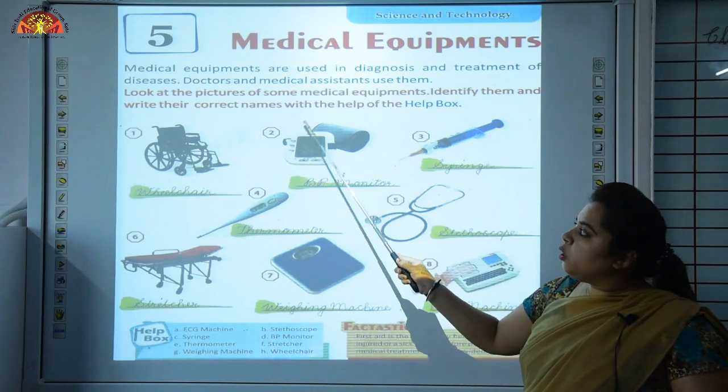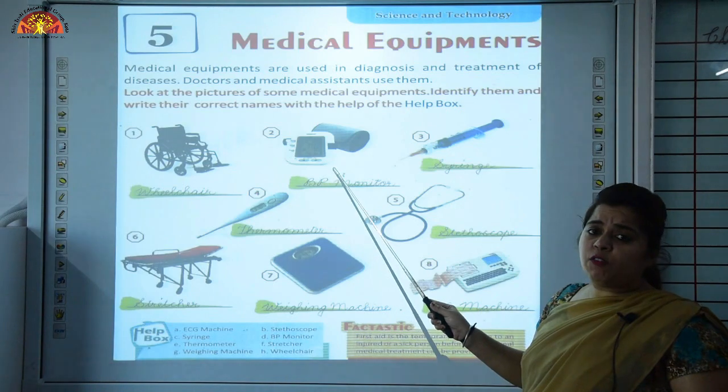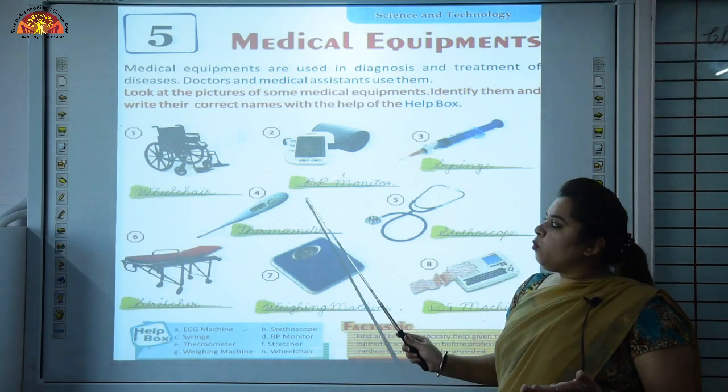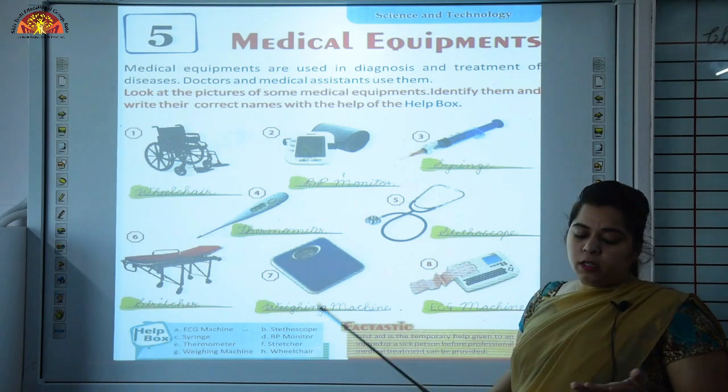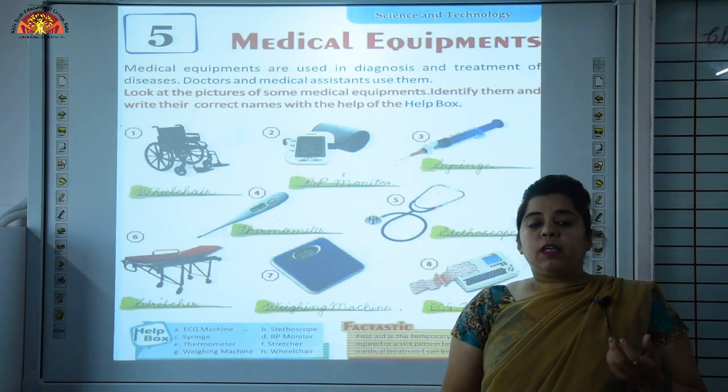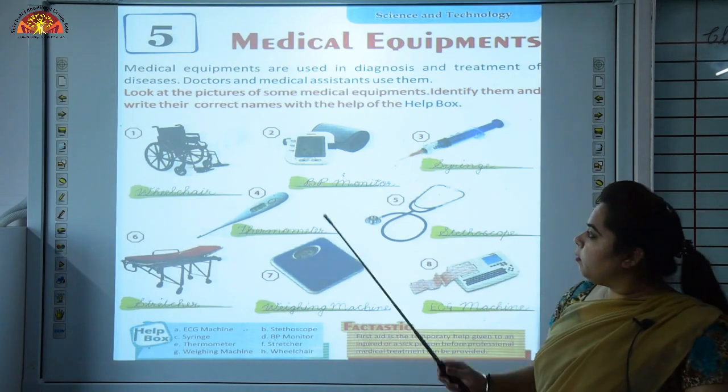Second, you must have seen this equipment also, beta. It is very common equipment. It is known as a BP monitor. This equipment is used to measure blood pressure.